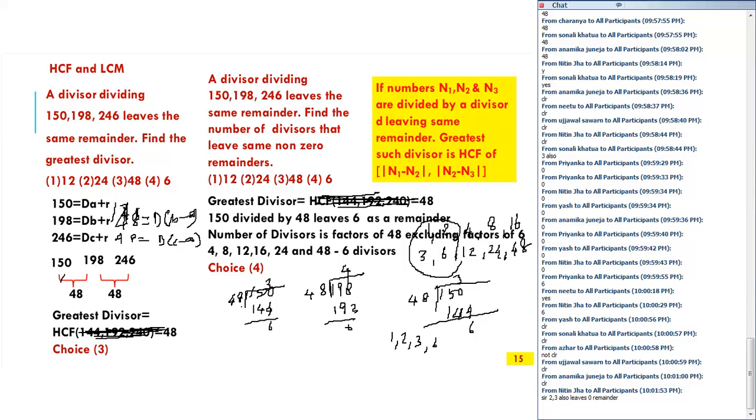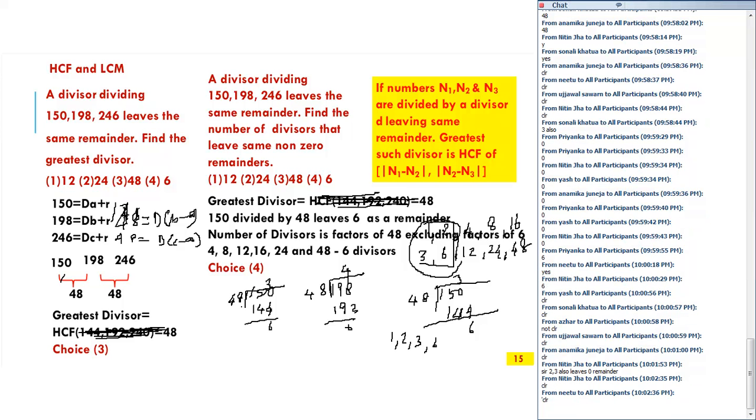Yes, Nitin, that's why I've removed 1, 2, 3, 6. Remember, I've removed 1, 2, 3, 6 or not? You should ensure that you take the number, divide by 48, and remove the factors of the remainder from the factors of 48. How many are clear with that?